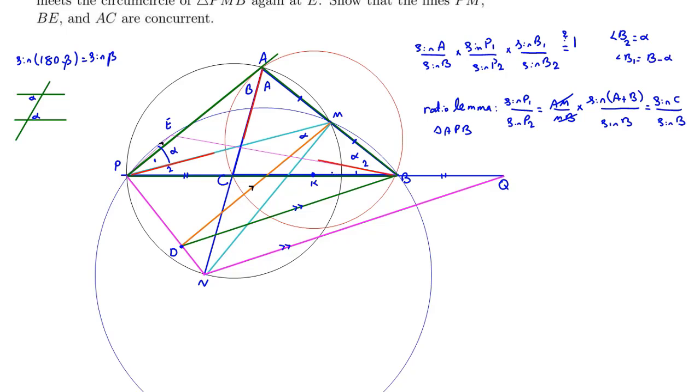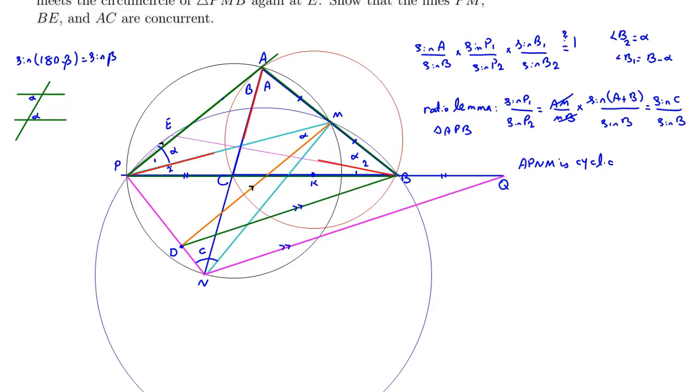Angle B minus alpha. Now let's do a little angle chasing. We know that APNM is cyclic. These 4 points lie on the black circle. So this angle is 180 minus A plus B, so this angle is C. Let me consider this one. This equals C.